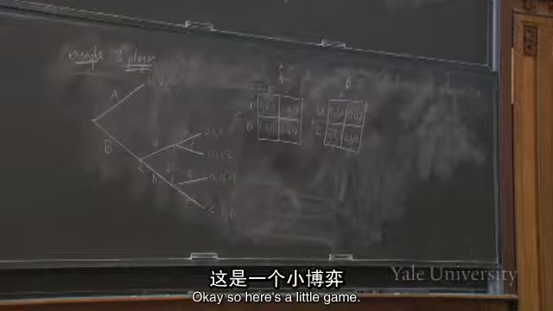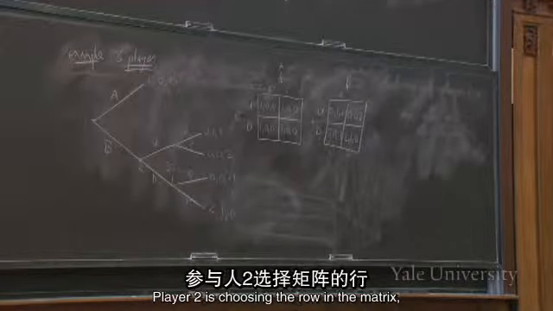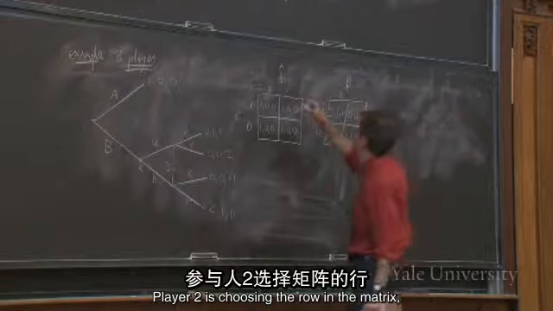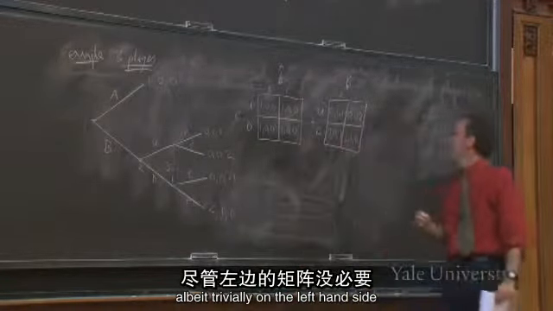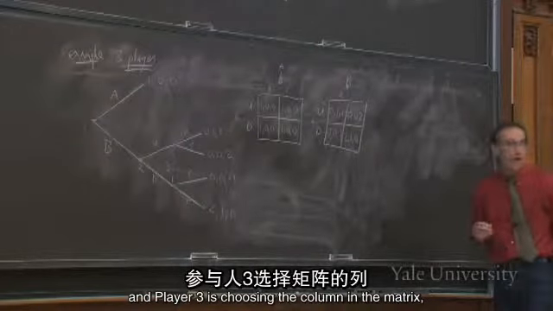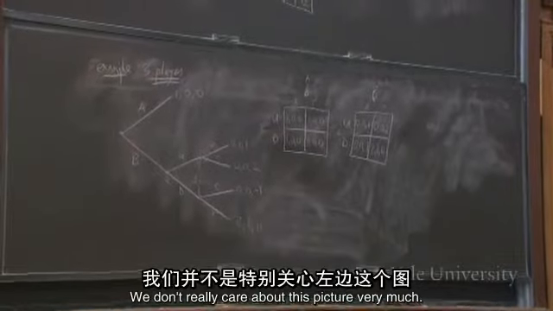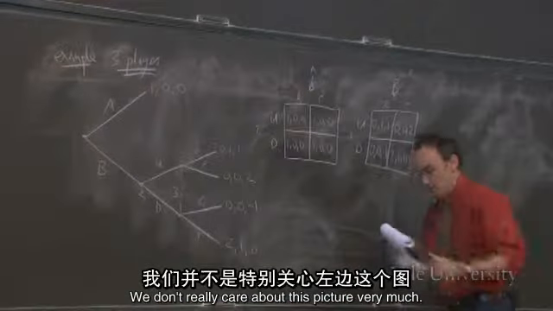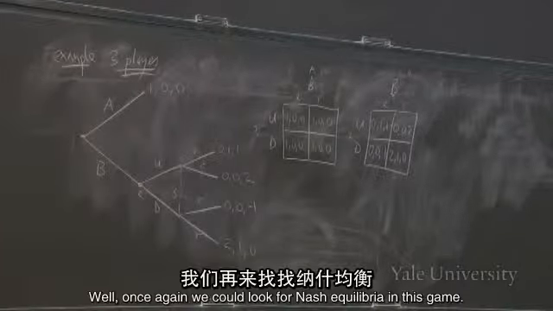All right. Okay, so here's a little game. Player 1 is choosing the matrix. Player 2 is choosing the row in the matrix, albeit trivially on the left-hand side. And player 3 is choosing the column in the matrix, again, albeit trivially on the left-hand side. We don't really care about this picture very much. All right? Okay, so now what?